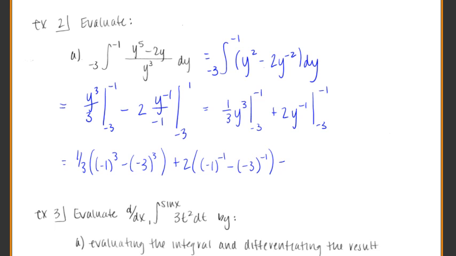Okay, further cleaning this up, we can write -1 cubed as just being -1. We can write -3 cubed as being -27. -1 to the -1 is just -1. And then -3 to the -1 will give us a -1/3. All right, let's put these together and distribute some stuff in there. So inside this first parentheses, you have 1/3, you have a -1 minus a -27. So -1 plus 27 is 26.